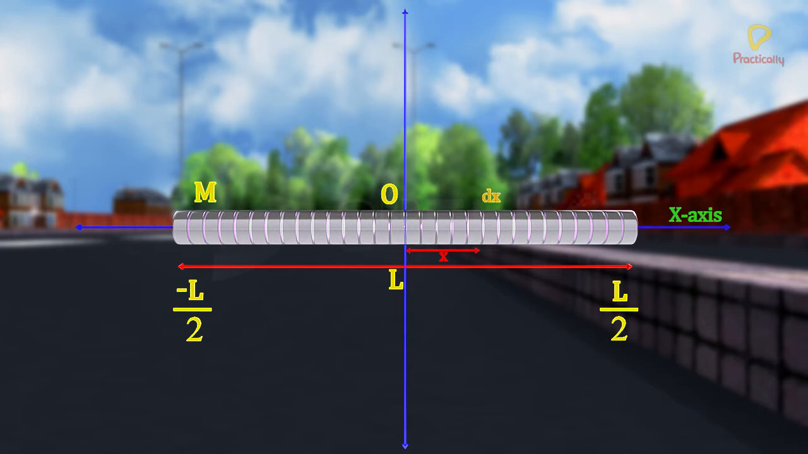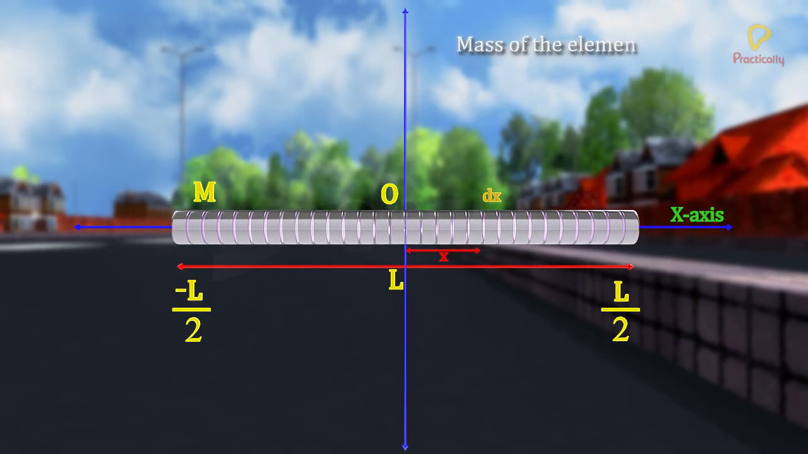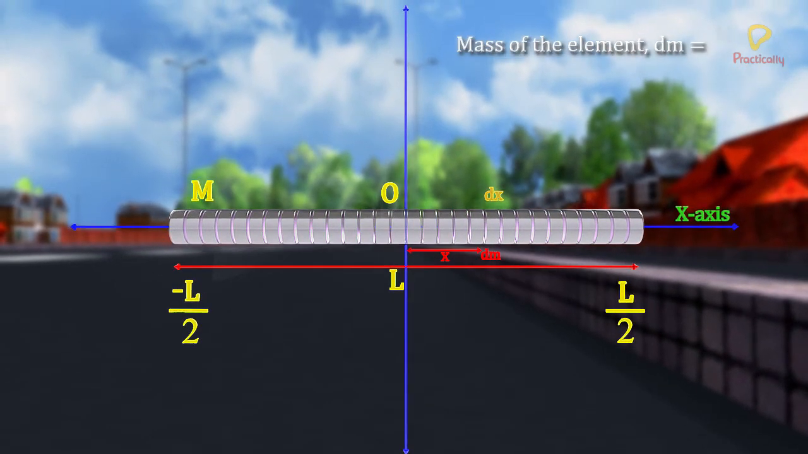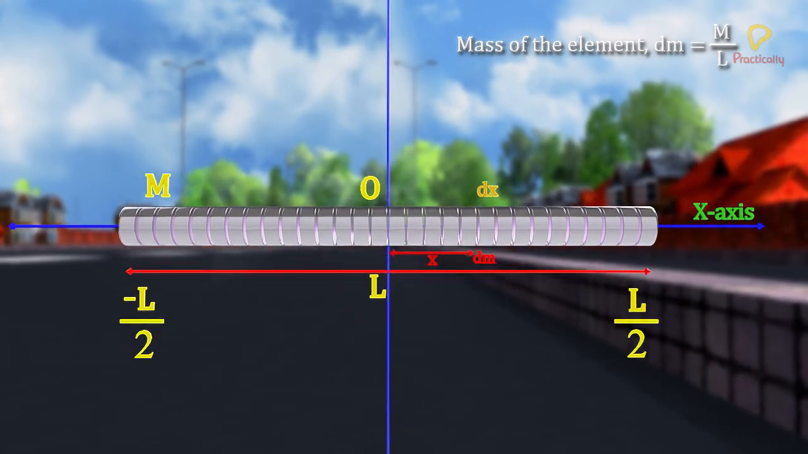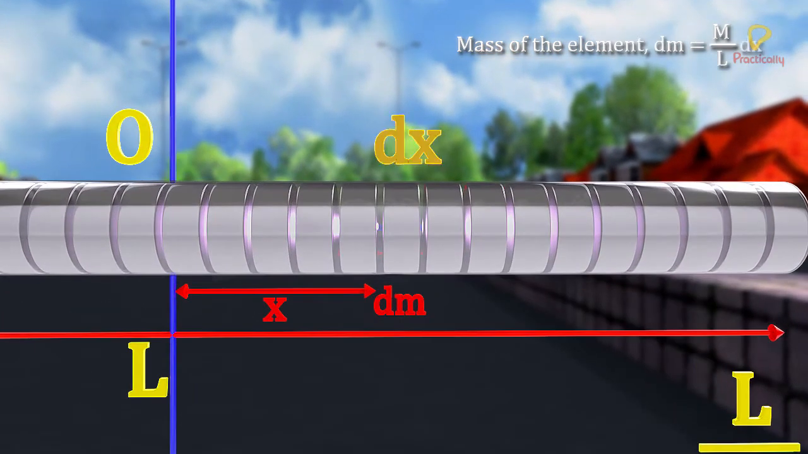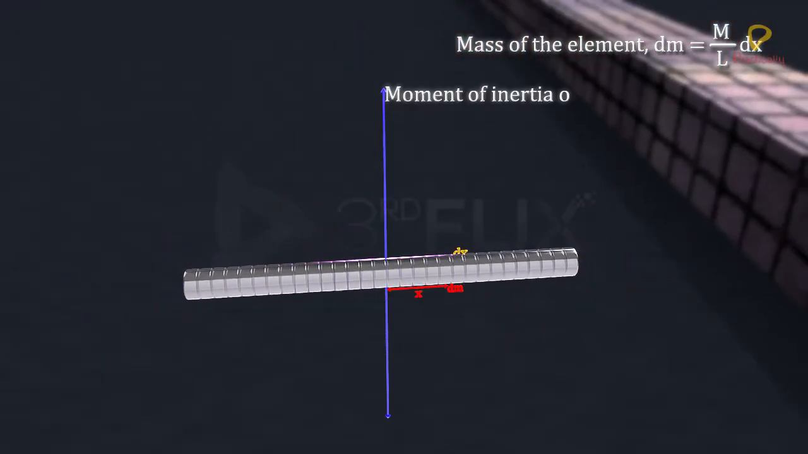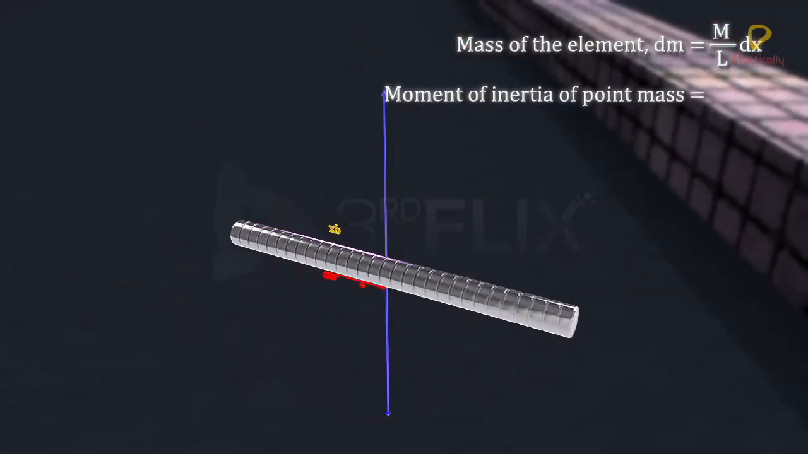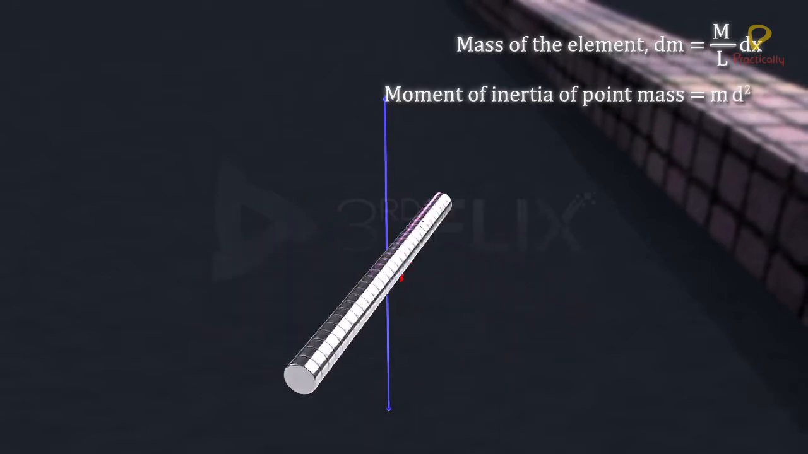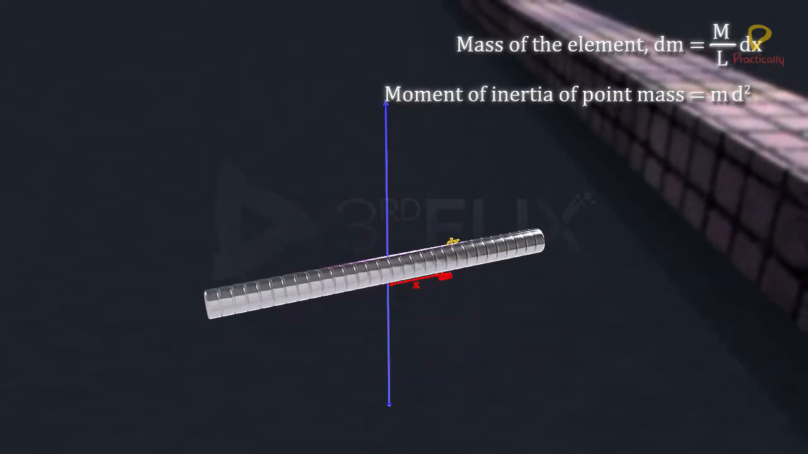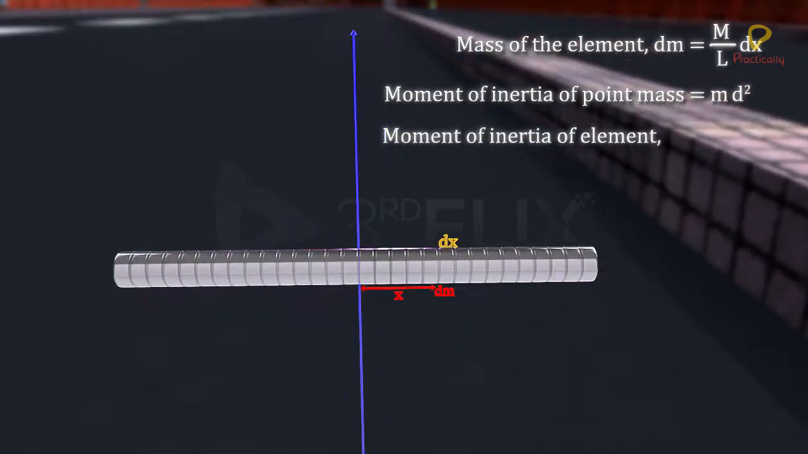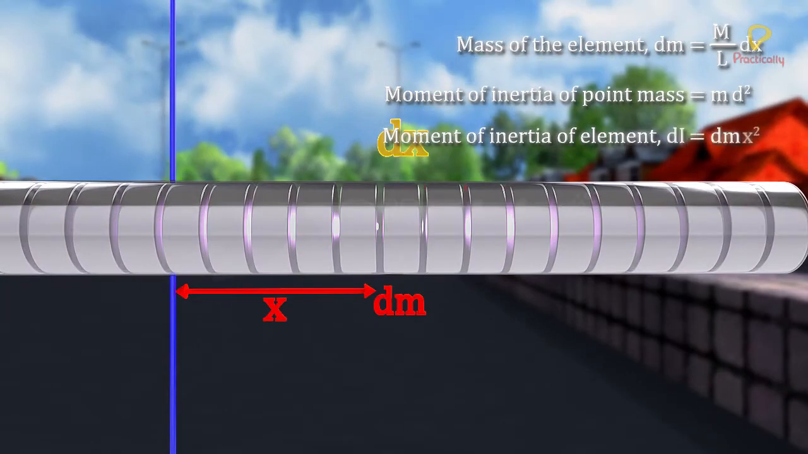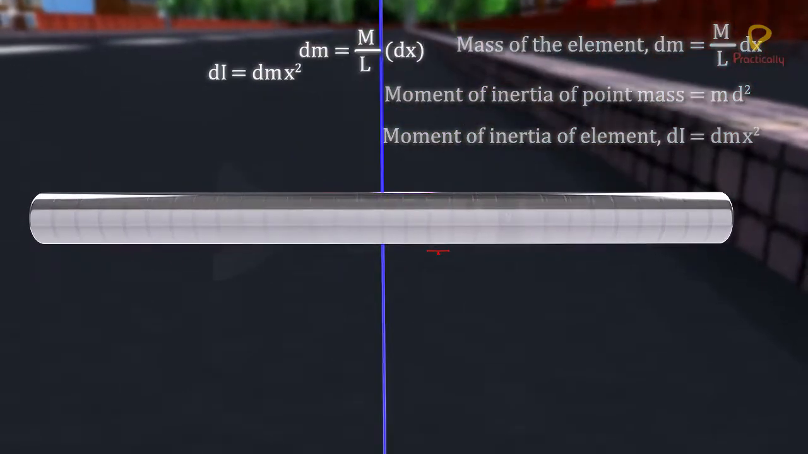As the rod is uniform, the mass of the small element dm is equal to the mass of the rod m divided by the length of the rod L, multiplied by the length of the element dx. The moment of inertia of a point mass about an axis is the product of its mass and the square of its perpendicular distance to the axis of rotation. Hence, the moment of inertia of this elemental mass dI is dm times x square.